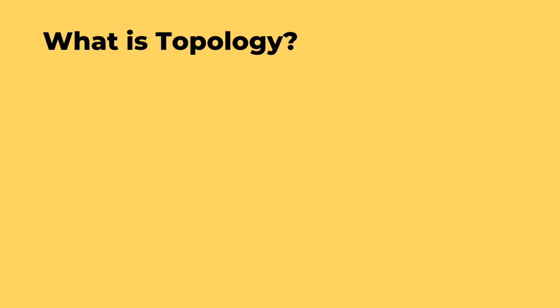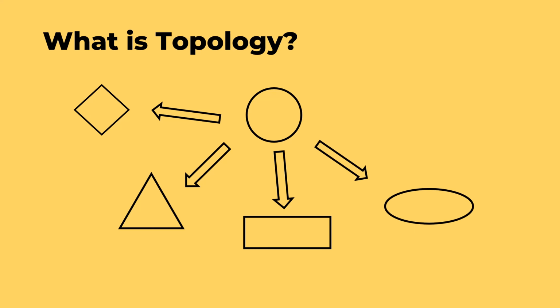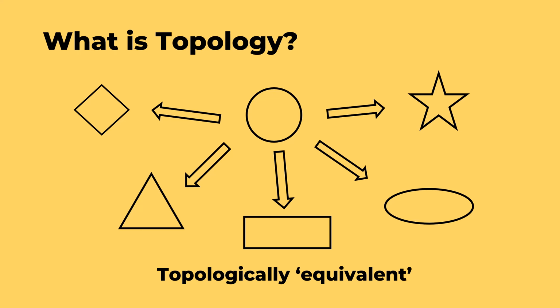Let me bring up a single example. Imagine a deformation of a circle. When we deform a circle into different shapes, such as a diamond, a triangle, a rectangle, an ellipse, and a star, this is possible in terms of topology. They are called topologically equivalent.